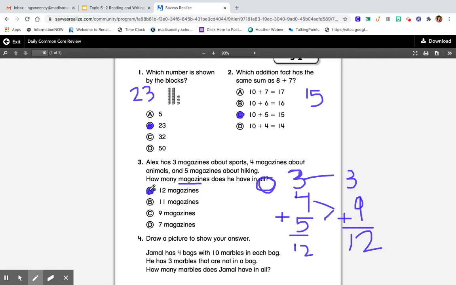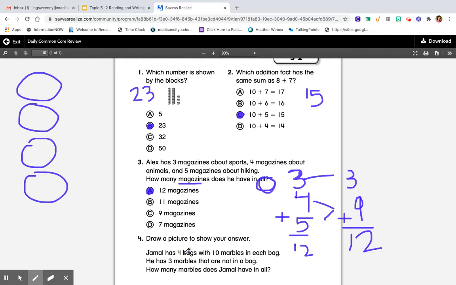Jamal has 4 bags with 10 marbles in each bag. He has 3 marbles that are not in a bag. How many marbles does Jamal have in all? Okay, we need to draw a picture. The first thing we need to do is think about the 4 bags with 10 marbles in each bag. So I'm going to draw 4 bags. 1, 2, 3, 4. There's my 4 bags. They have 10 marbles in each bag. So I'm going to do the number 10 in each bag. 10, 10, 10, 10.